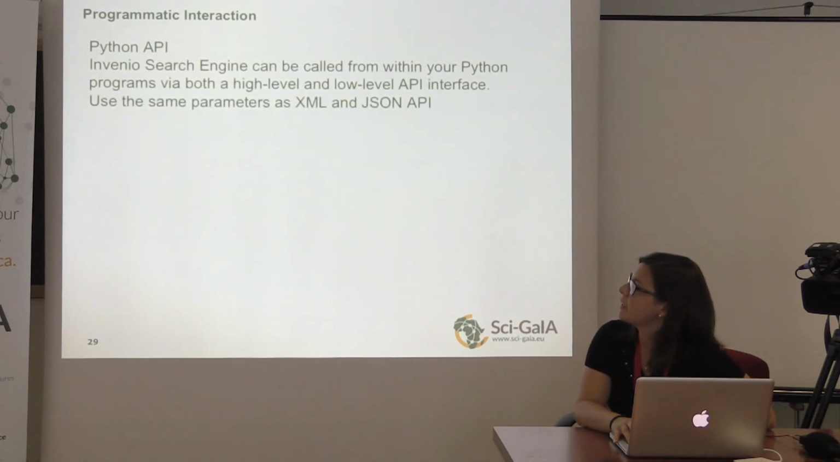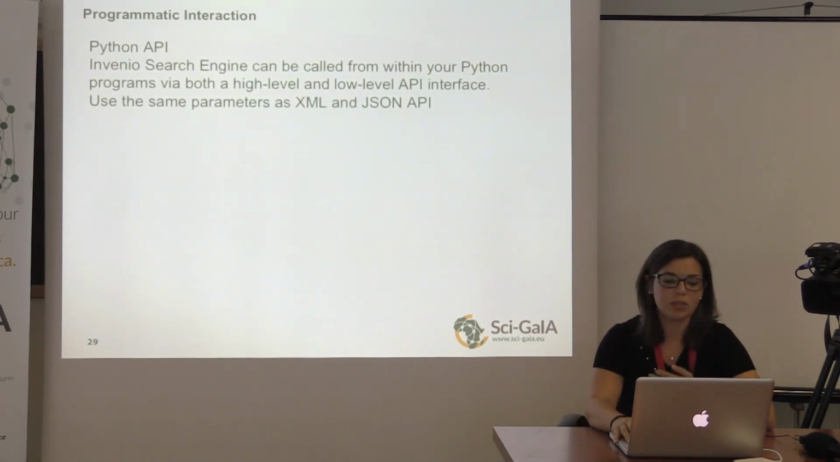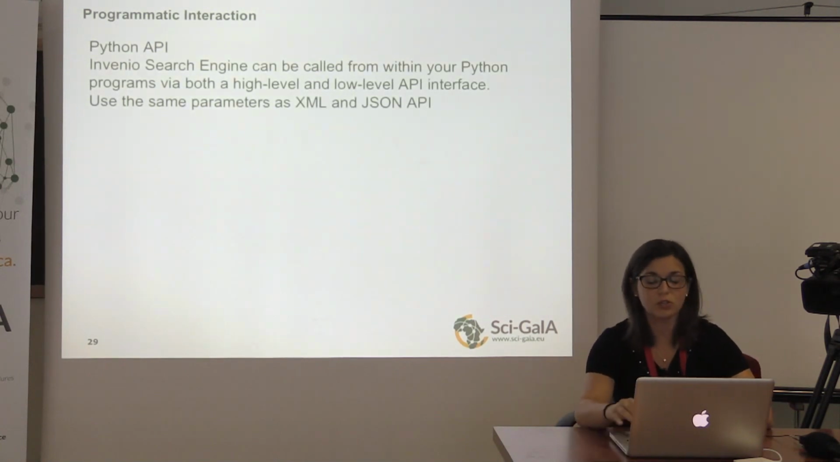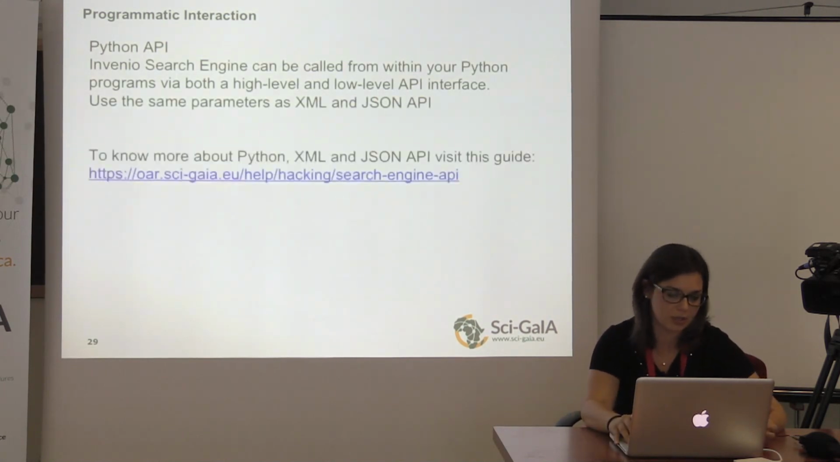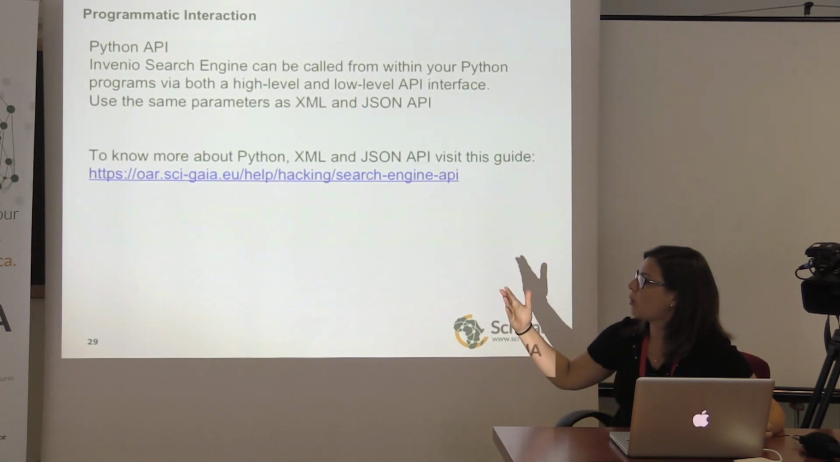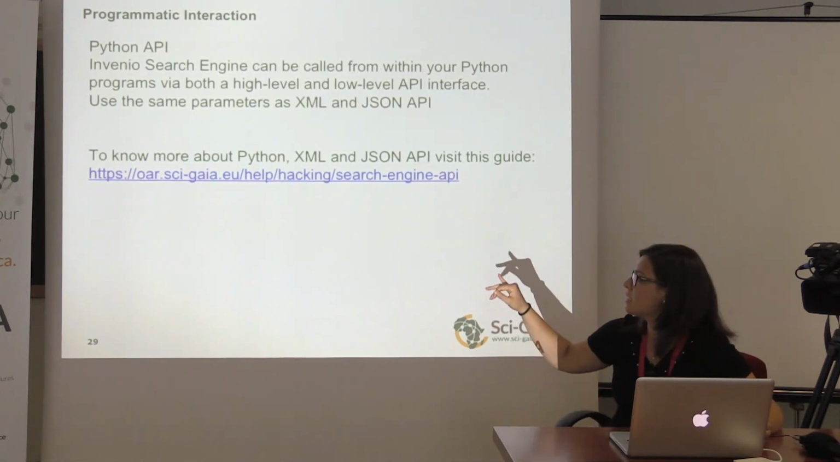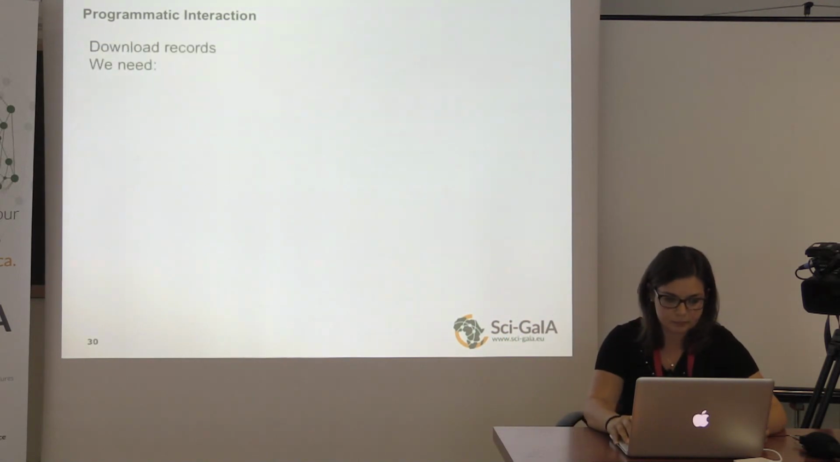Now, the Invenio search engine can be called from within your Python programs, and you can use all the same params that we use for the XML API and JSON API. If you want to know more about the params that you can use, you can visit this guide.